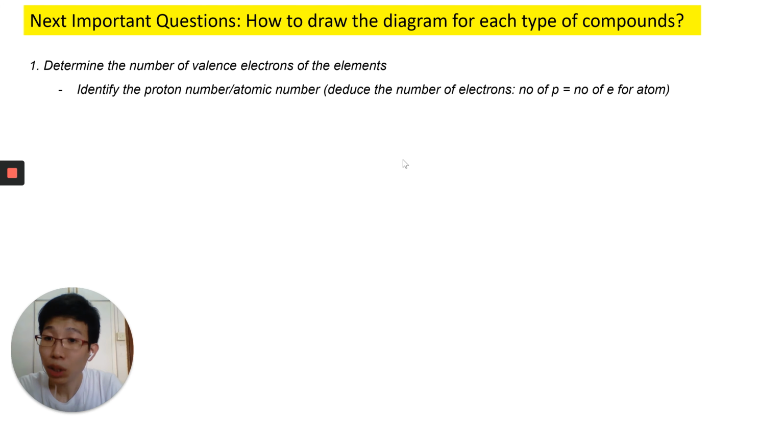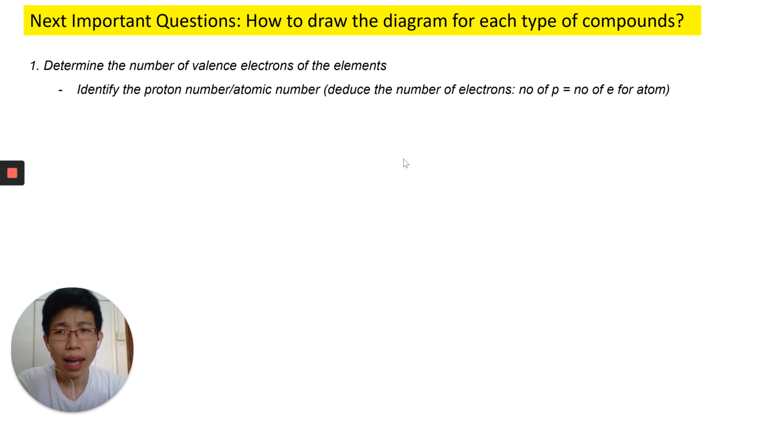Now we're looking at part 2 of chemical bonding. In this part, we'll be going through what you should do whenever you deal with any chemical bonding questions. First step, you need to determine the number of valence electrons of an element.